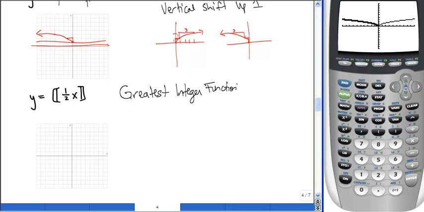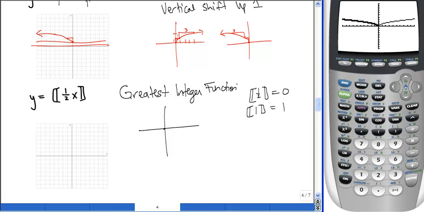So for example, the greatest integer that's less than or equal to a half would be just 0. The greatest integer of 1 is 1 itself. So if you have an integer inside here, you just get back that integer. But if you have a fraction inside, then you take the integer that's just below it, just to the left of it. So this step function looks like this.